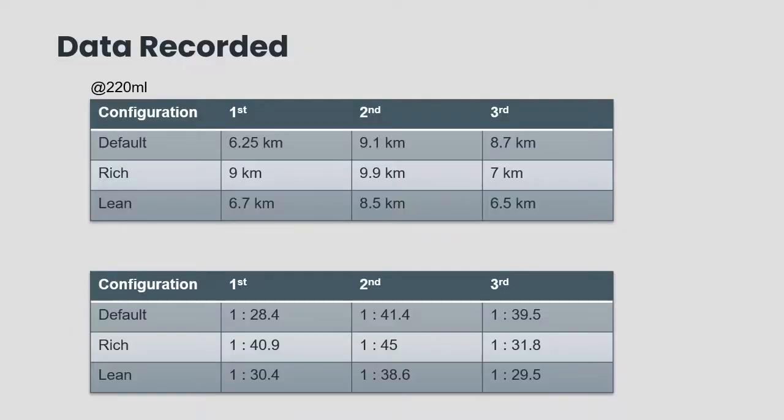After the experiment is done, the data is recorded, and here is how it looks. The rich setting shows a promising efficiency for fuel consumption with the longest distance span and low fuel consumption. The lean configuration shows that it is the least efficient setting seen from the recorded data. The default setting shows a small difference between each run.